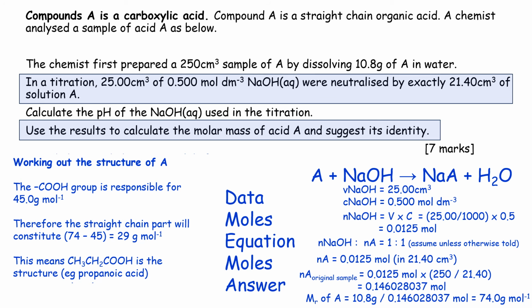To work out the structure of A, the carboxylic acid functional group is responsible for 45 grams per mole out of the 74. So the straight chain part referred to in the question will be the difference between the two, which is 29 grams per mole, which equates to C₂H₅. So my structure is CH₃CH₂COOH, which gives me propanoic acid.